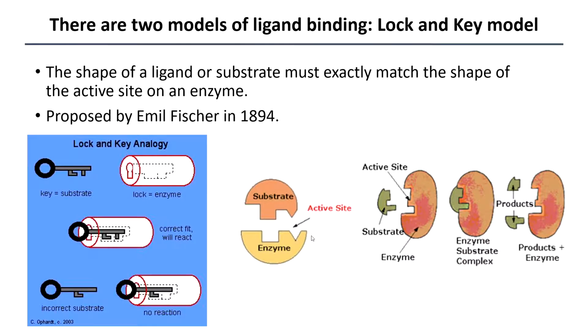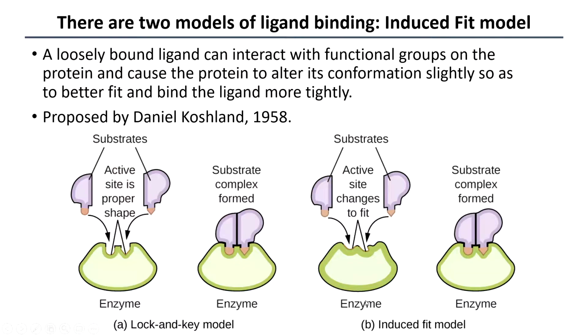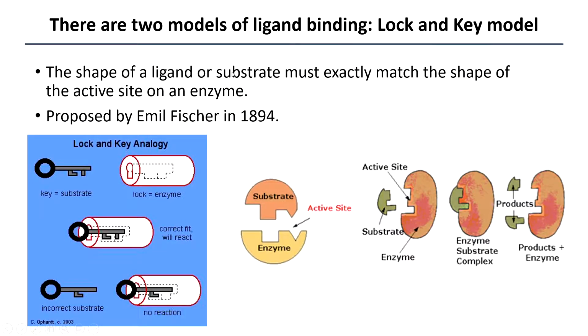There are two models by which ligands bind to their enzymes, or by which a substrate binds to an enzyme. There's the lock and key, which is the older model and has since been disproved. And there's the induced fit model, which is demonstrated here. So let's go through these two one by one. Here's the lock and key model, and this states that the shape of a ligand or substrate must exactly match the shape of the active site on the enzyme.